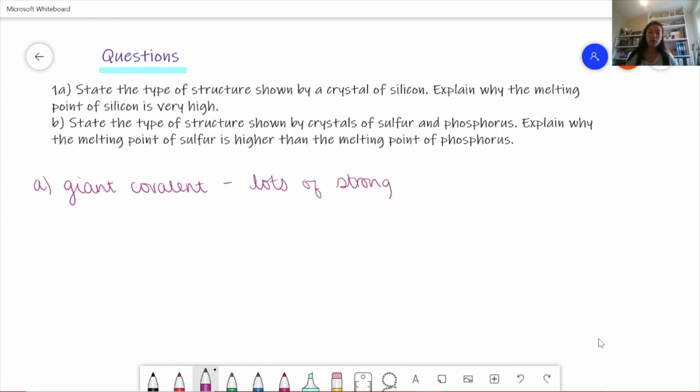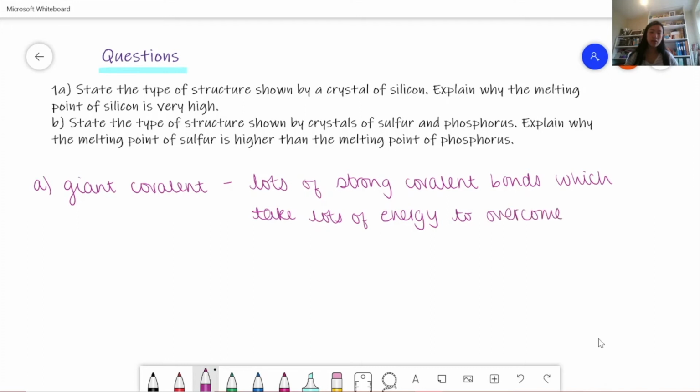So giant covalent, and there are lots of strong covalent bonds which take lots of energy to overcome. And that's why we have a very large melting point.